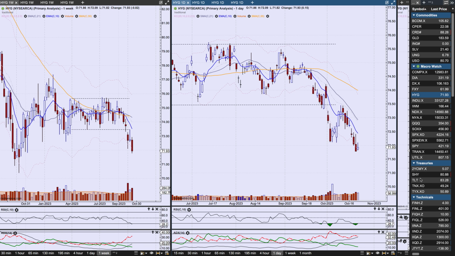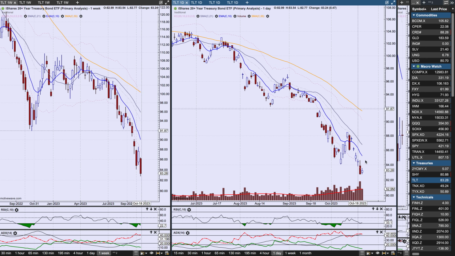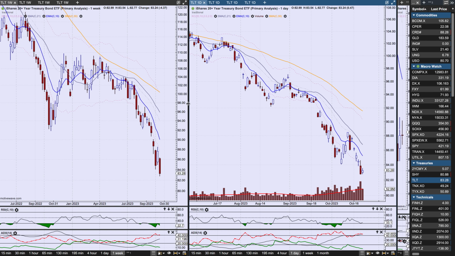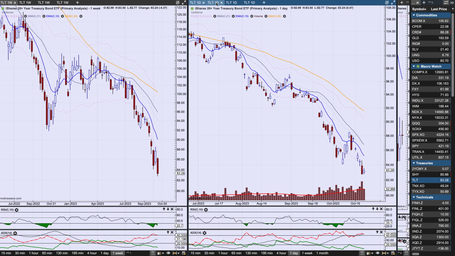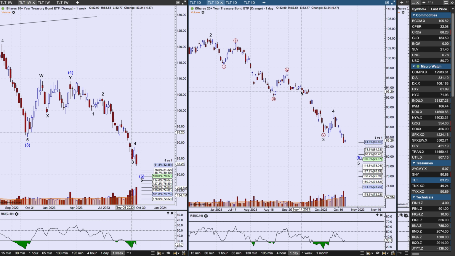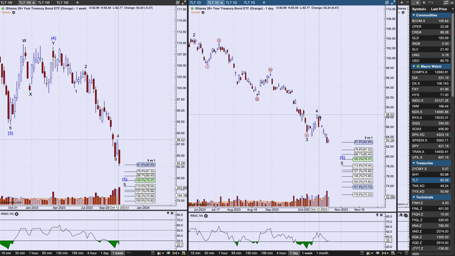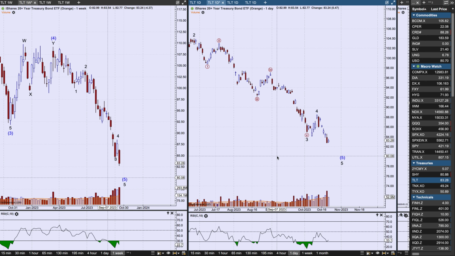Well, TLT, wow. Up 47 cents on Friday and down $4.37 on the week. Now, I continue to look at this and say, I think we might have one more wave that's unfolding in here, a fifth wave down. And my target, if I had to put a target on it, would be here at the 79 level. This implies that interest rates will continue to push higher. We'll see if that plays out or not, but a pretty negative looking picture here on TLT.